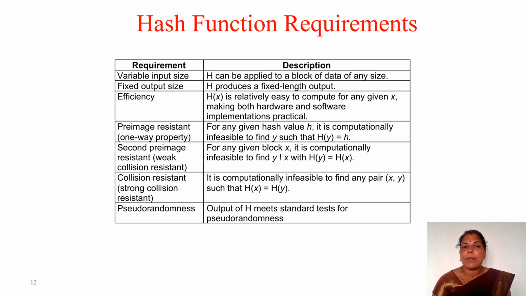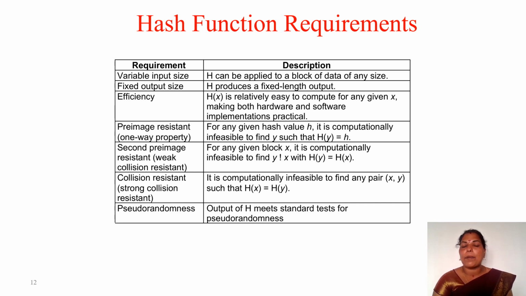Here we have pre-image resistance, that is the one-way property: for any given hash value h, it is computationally infeasible to find y such that H(y) equals h. I already told you that if an attacker gets the hash value, it is not feasible to get the original message from it. Or if we are using the hash for a password, if the attacker got only the hash value of the password, then it is not possible to obtain the original password. So it is providing the one-way property.